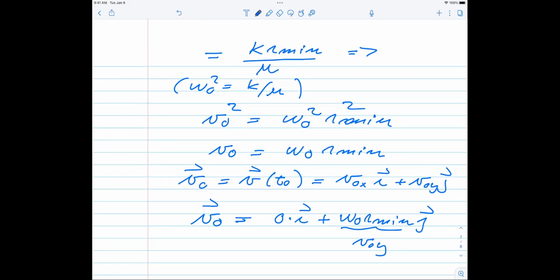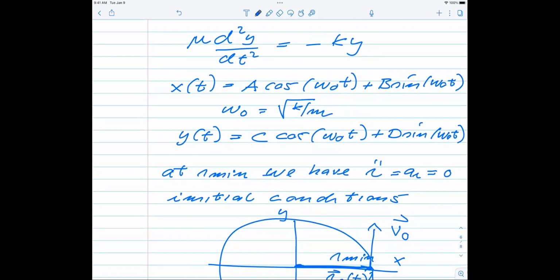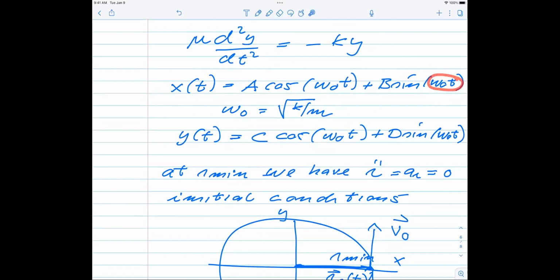So if we do that, we can now go back to the differential equation and the solution to that one. So we have an x here, which is given by this equation here. So if I put t equal to 0, obviously this term disappears. And then that means that this a has to be equal to r min when I put t equal to 0. And then if I take the derivative, I also know that the derivative of the x gives the velocity in the x direction. And the velocity in the x direction at t equals 0 is equal to 0.